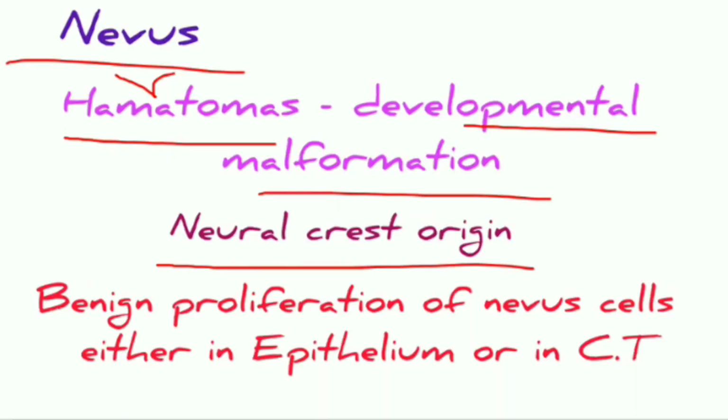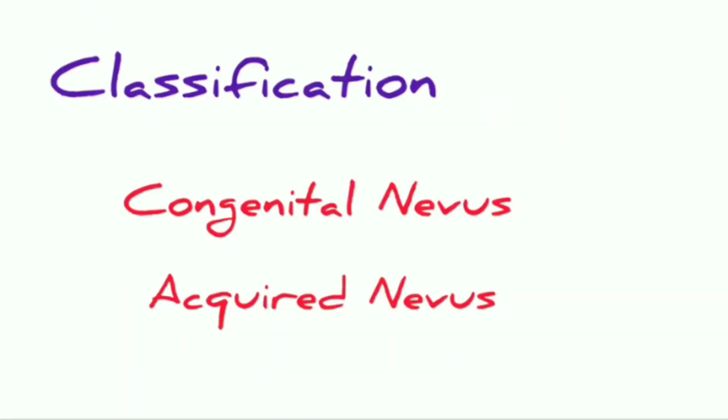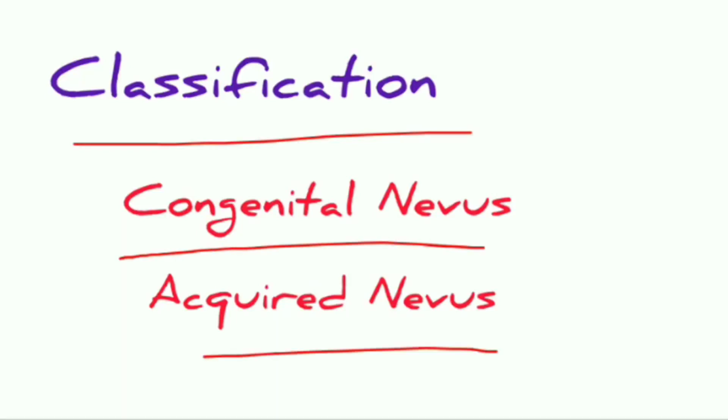So it is again an MCQ question where it is derived from. The nevus cells are derived from neural crest origin. A nevus is nothing but a benign proliferation of nevus cells either in the epithelium or in the connective tissue. So now let's see the classification of nevus. It can be congenital nevus or acquired nevus. Let us see each of them one by one.